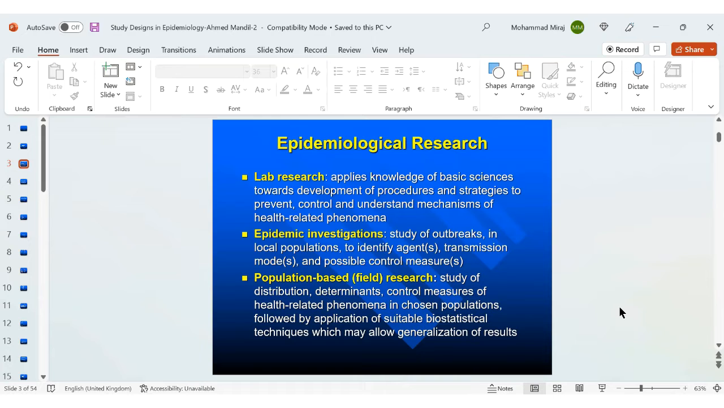For example, how you can use those researches in understanding the phenomena at various levels. So this is basically your population based research. Is it clear? Are the three types of epidemiological research clear to you, which are lab research, epidemic investigations, and population based research? Yes, yes, sir. Okay, good.